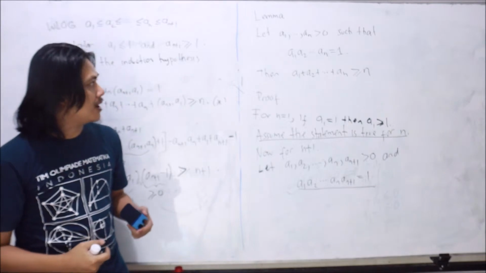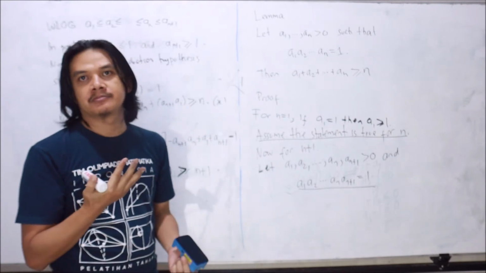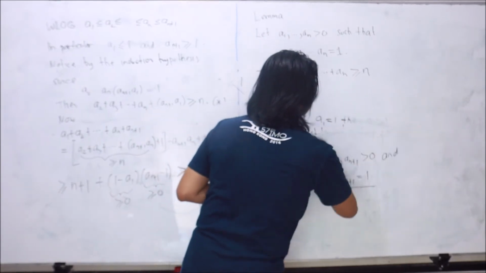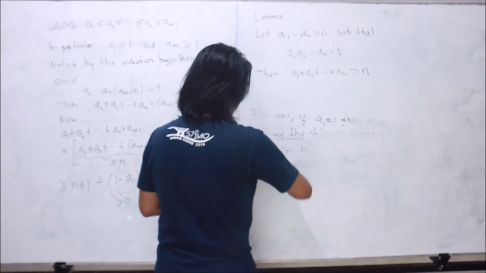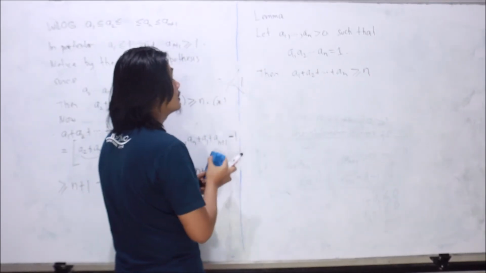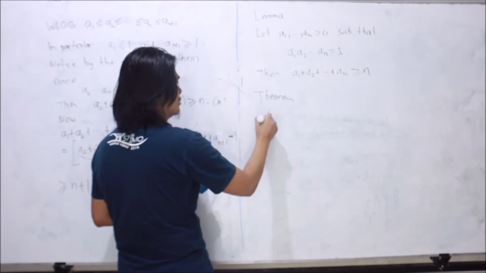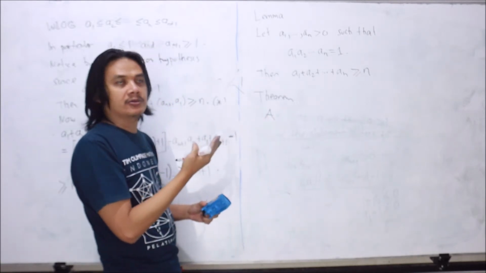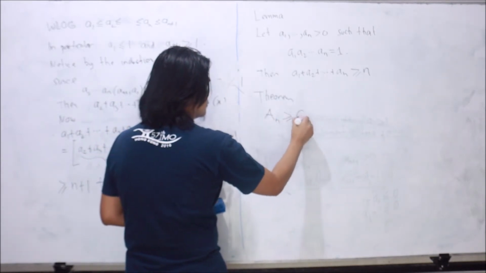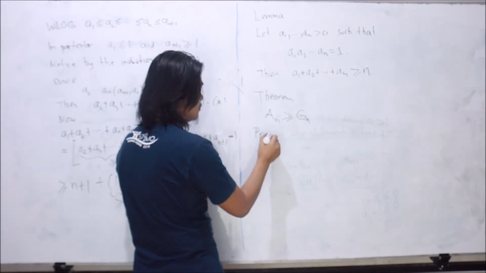Okay? So how does this lemma help us to prove the AM, GM, HM inequality? Okay? So let's prove the first part of the inequality, which says that the AM is greater or equal to GM. The arithmetic mean for n numbers is greater or equal to the geometric mean for n numbers. How are we gonna prove it?